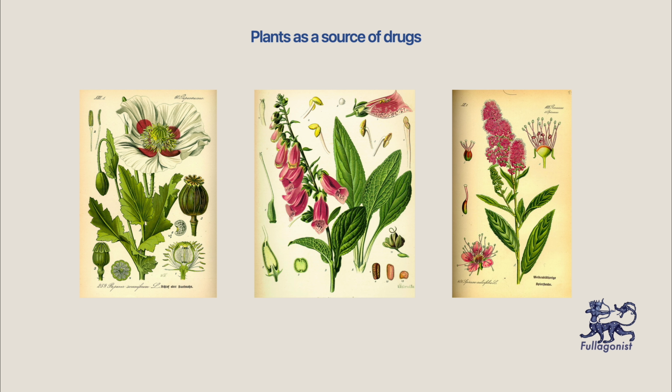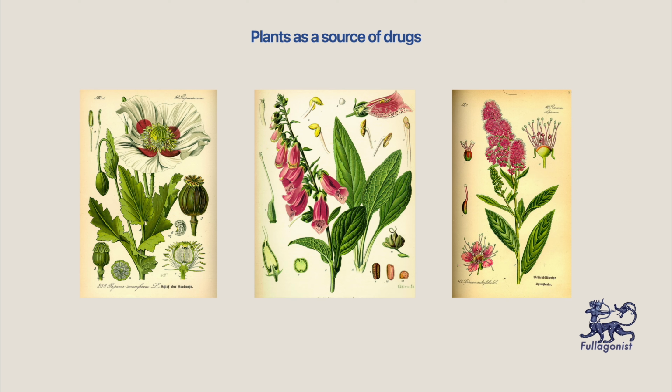Plants were a major source of drugs in the past. In the left picture, you see Papaver somniferum, opium poppy, which is a source of morphine. In the middle, it's Digitalis purpurea, foxglove, a source of digoxin. And on the right, we have Spiraea ulmaria, a meadowsweet. Aspirin was derived from it. Not very long ago, doctors used plants for treatment.